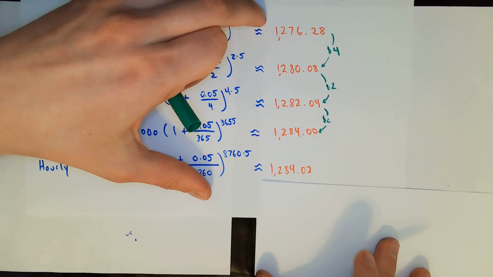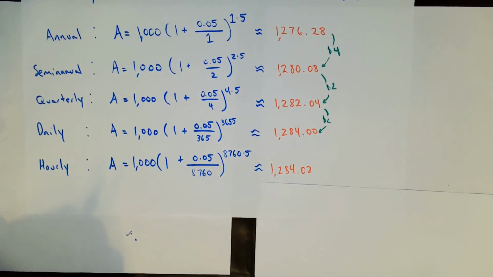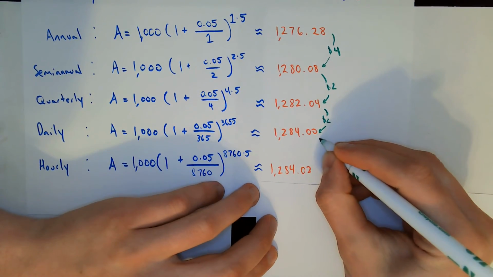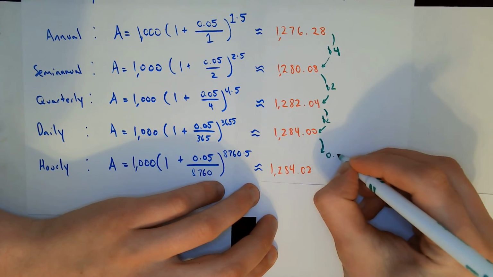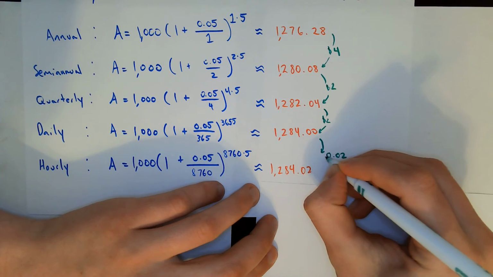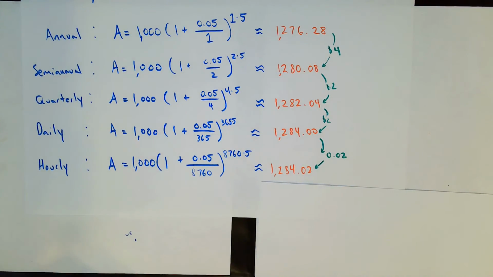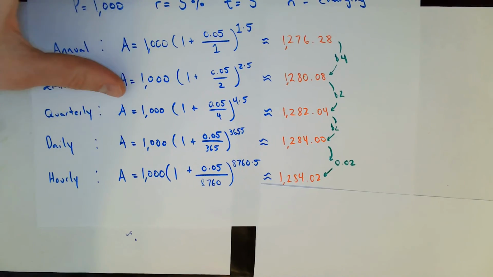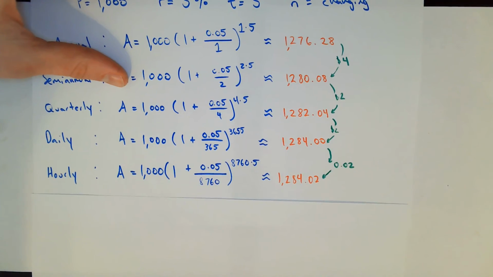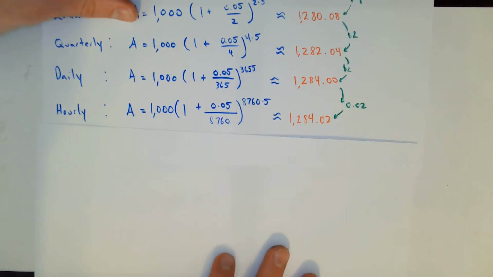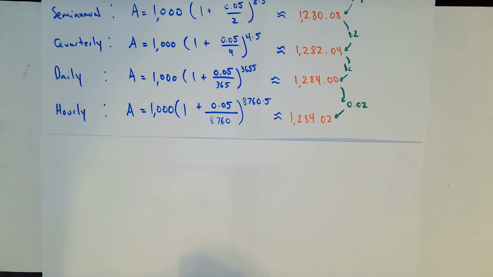Okay, now what if I go all the way to hourly? What happens? Look at that. A 2 cent, 0.02 increase. Whoops. From there to there. All right. So let me write down for you what's happening here, how we can interpret this.